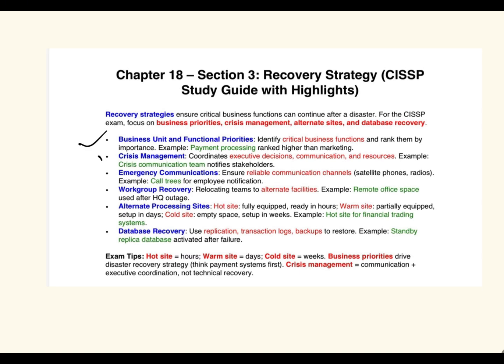Second is crisis management. Crisis management focuses on executive coordination during a crisis, not technical recovery. So if there is a crisis, we need to have a proper framework or guidelines for executive coordination during the crisis, not technical recovery. It involves decision making, resource allocation, public communication, and stakeholder notification. Crisis management is very important because we need to take appropriate decisions at the appropriate time.